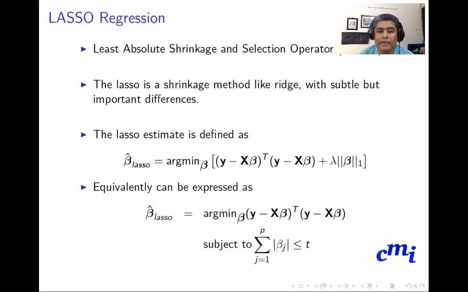In that way, some of the beta j's will end up at zero. So that means we are going to drop those feature variables for which beta j turns out to be zero in the solution. You can essentially say that these features will have no effect on the target variable and you can drop them from your model.